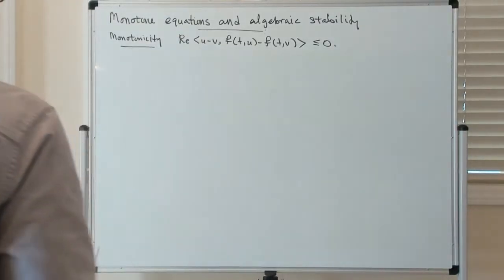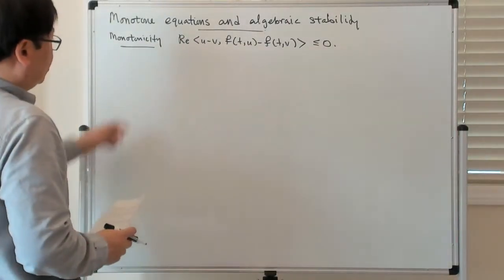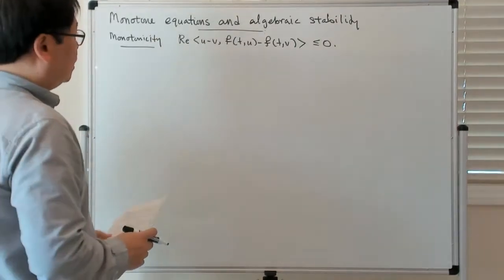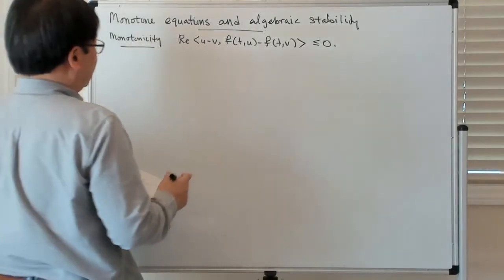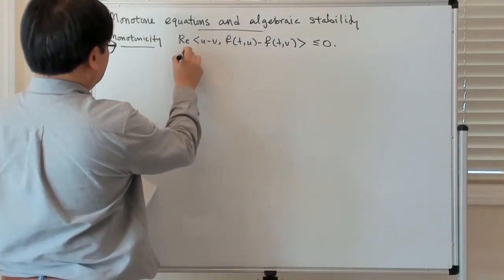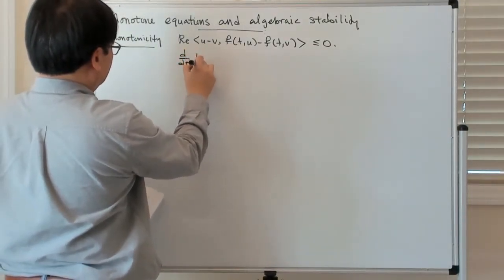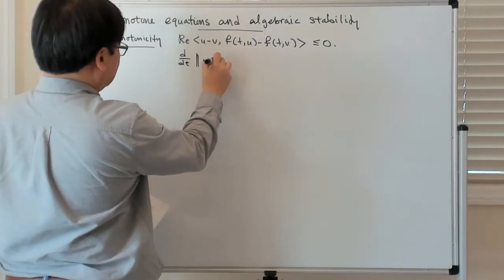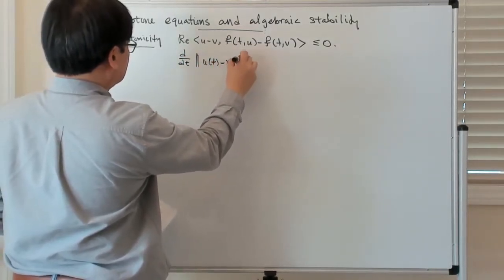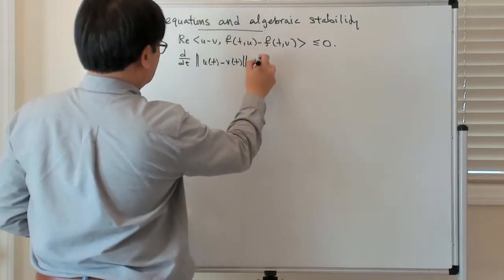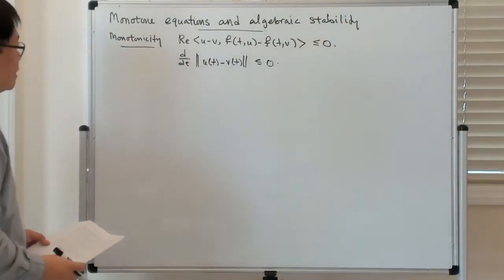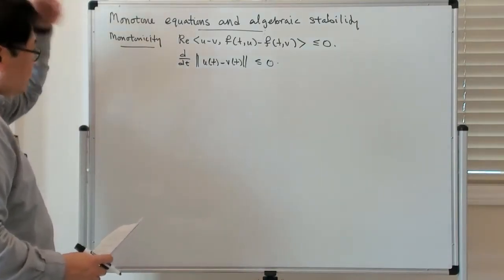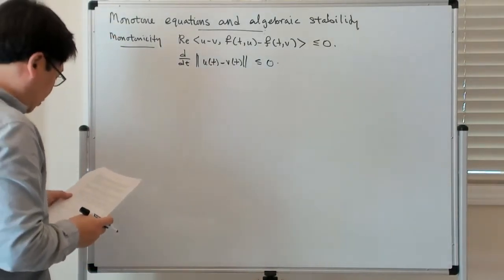Okay, so the last time we talked about this idea of monotone equations, which satisfy this kind of monotonicity condition. And then the net effect, if you will, is that if you have this property, then the time rate of change of the norm of the distance between two solutions of the differential equation is not increasing.